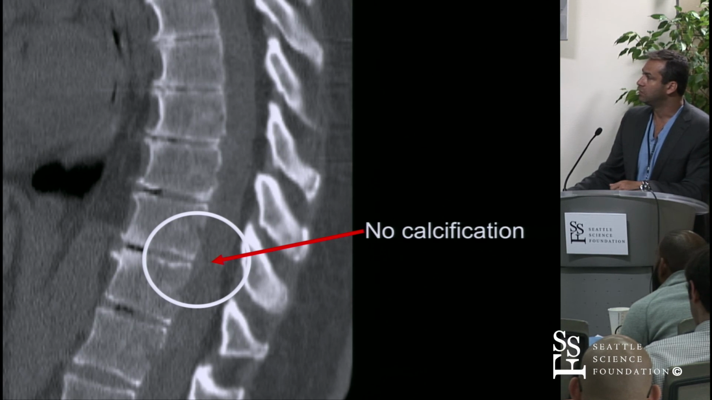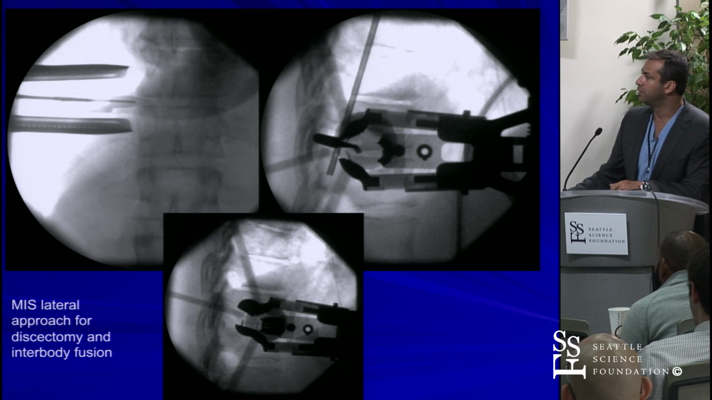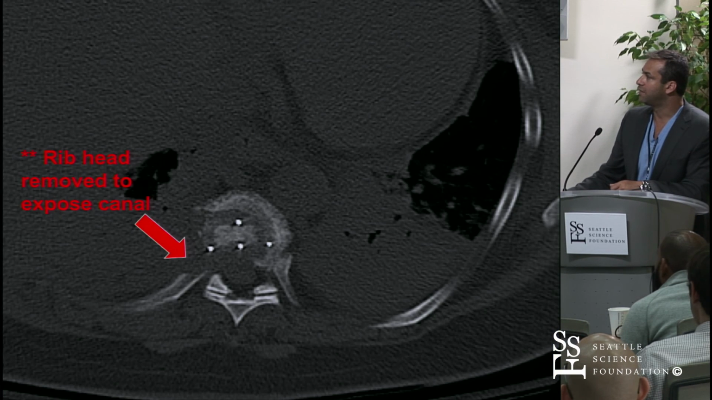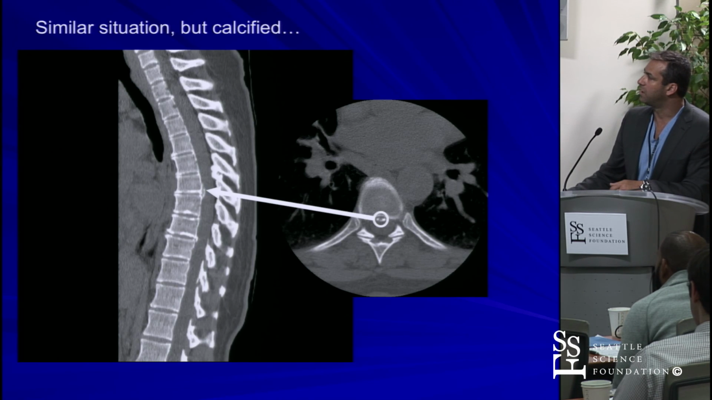Got a CT scan, right? As you suggested doing, it's not calcified, it's a soft disc. So we did a lateral approach. Was able to get our graft in there nicely. You can see the rib head removed. You can see the exposed canal, and you can see the graft having been placed. And there's the post-op MRI showing the CSF signal.